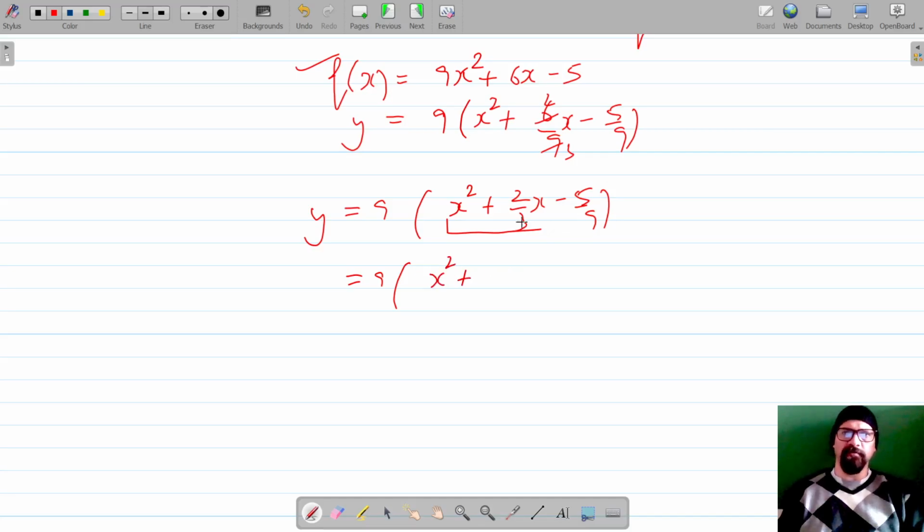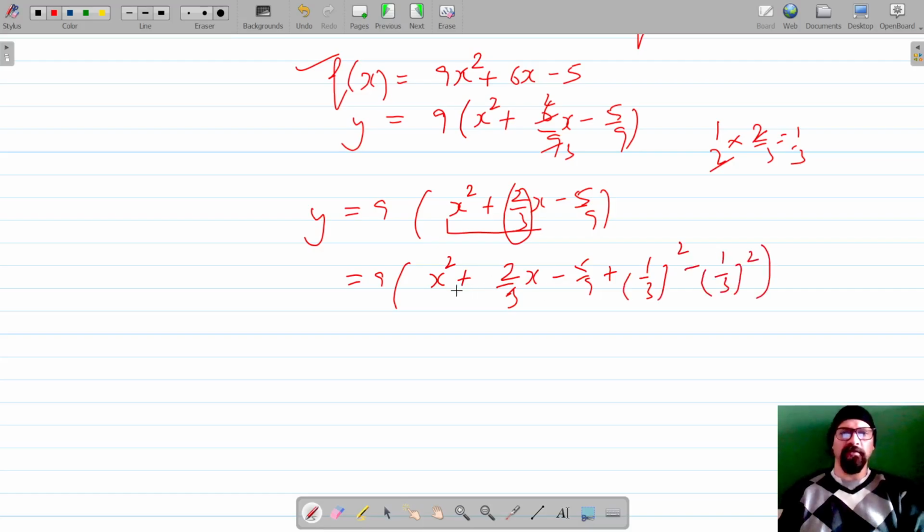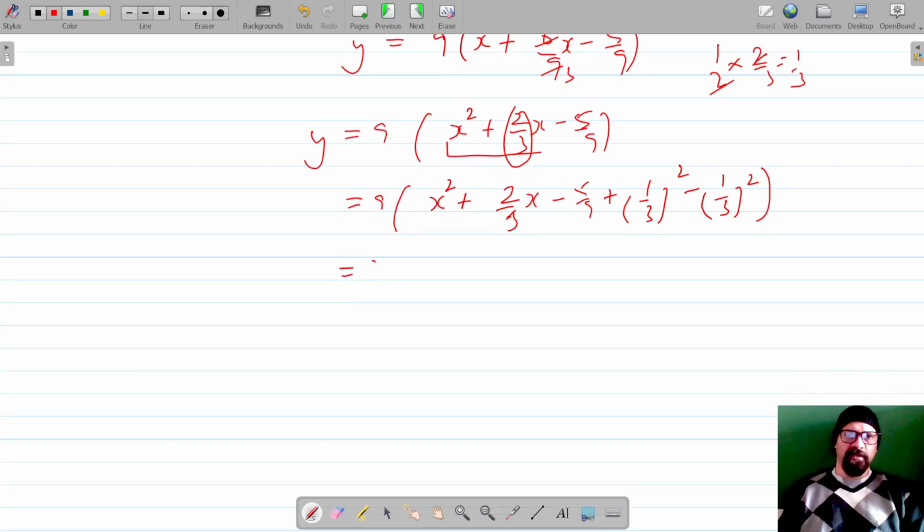So x squared plus half of this. So half of 2 by 3 is 1 by 3. So in 2 by 3x minus 5 by 9, I'm going to add 1 by 3 the whole square and subtract it as well. So y is 9 times this.